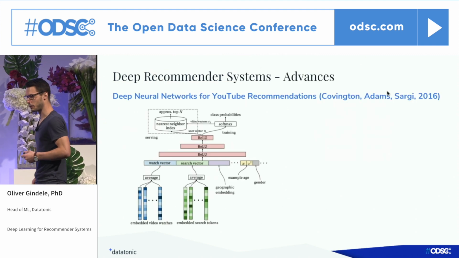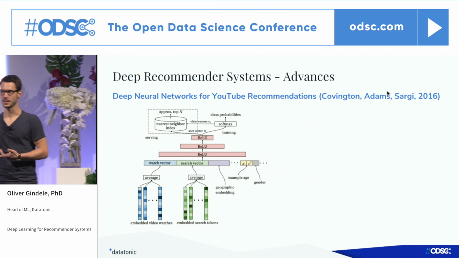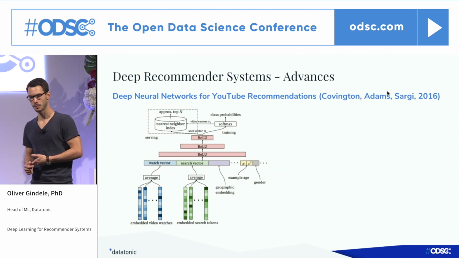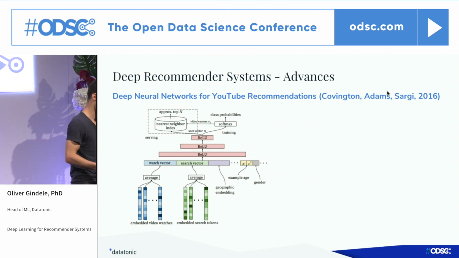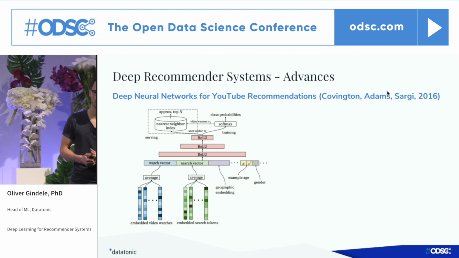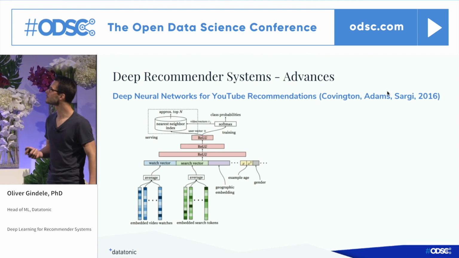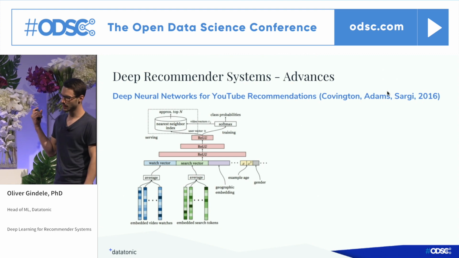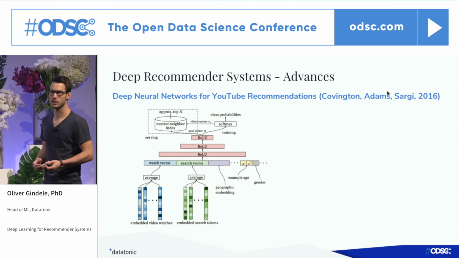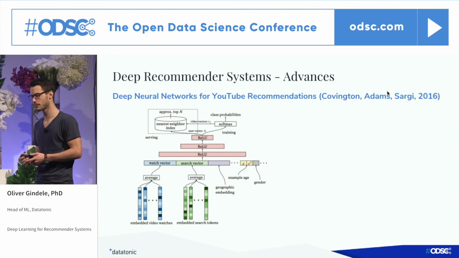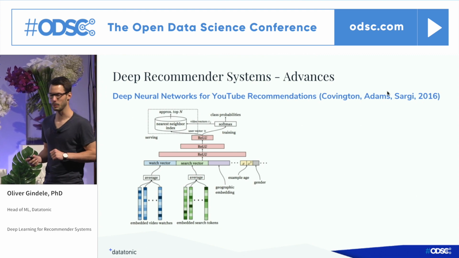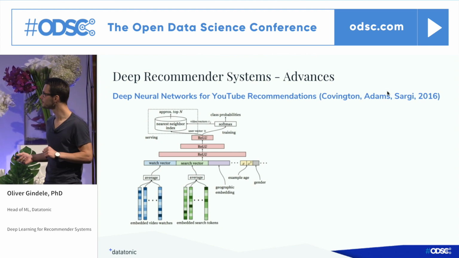So this was a good first step or a second step towards deeper models. But why stop there? There's been a lot going on in the past 10 years, and I want to show you a few things on the latest advances. That's neural networks for YouTube recommendations. It's actually been replaced by a newer system I'm going to show you in a bit.